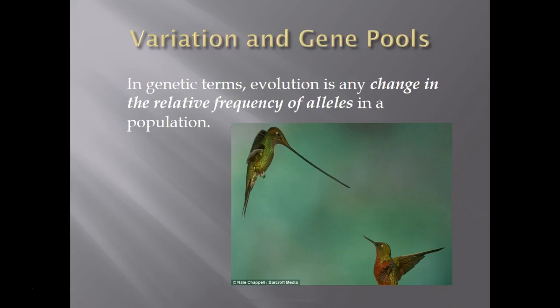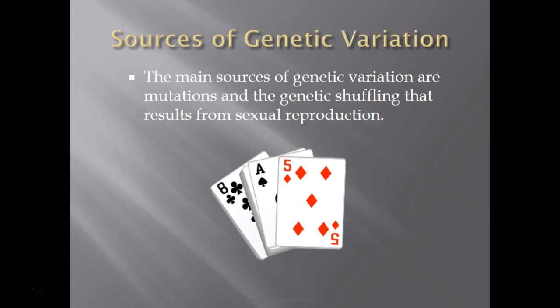You can see here these two hummingbirds have very different bill lengths. And so that's determined, of course, by their DNA. Once again, if we look at that percentage and see changes in that over time, that would indicate evolution.